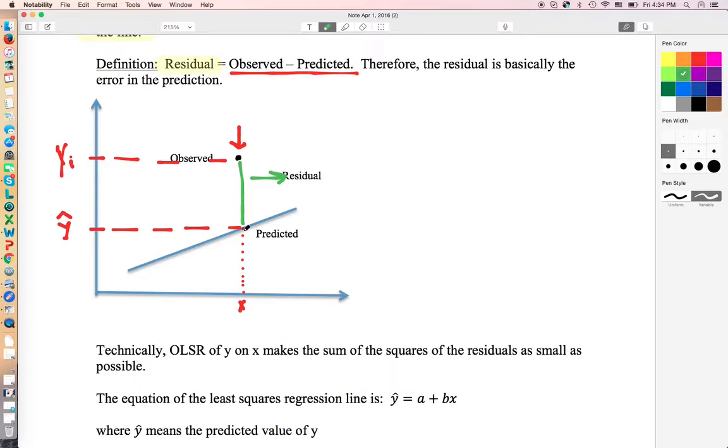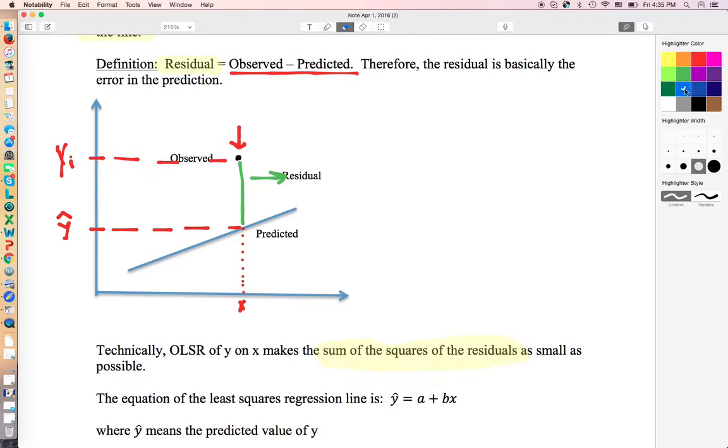Okay. Now I said before that the ordinary least squared regression line tries to minimize the residuals, so to minimize the distance that the points are from the line. That's actually not technically true. It tries to minimize the sum of the squares of the residuals. And this is primarily because of the negative issue we had when we were looking at standard deviation as well. Because if you take positive residuals and negative residuals and you add them up, you're going to get 0. So you square the residuals to turn all of the values positive.